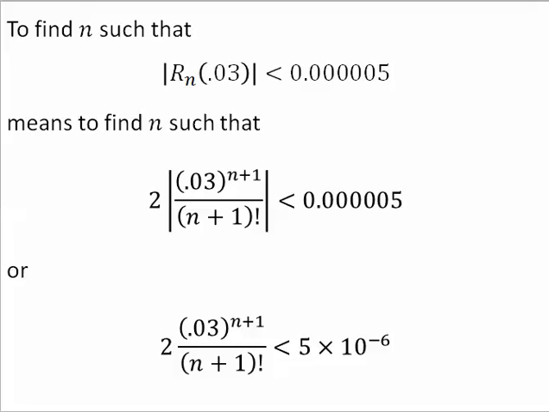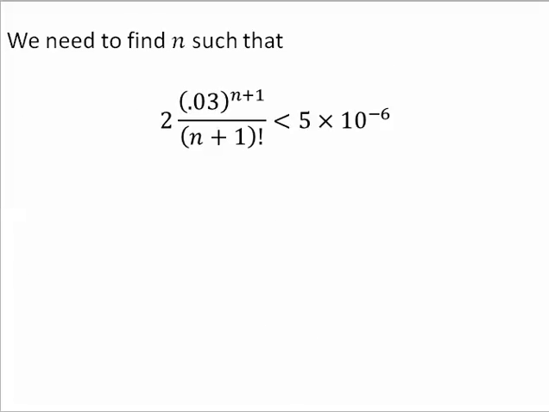Well, I don't need the absolute value sign because 0.03 to the n plus 1, that's certainly positive, and n plus 1 factorial, that's so positive, it's obnoxious, it's so positive. All right, now we want to find n such that this value is less than 5 times 10 to the negative 6.